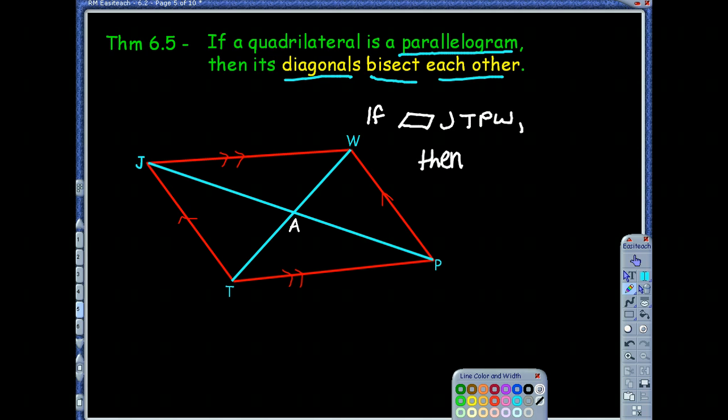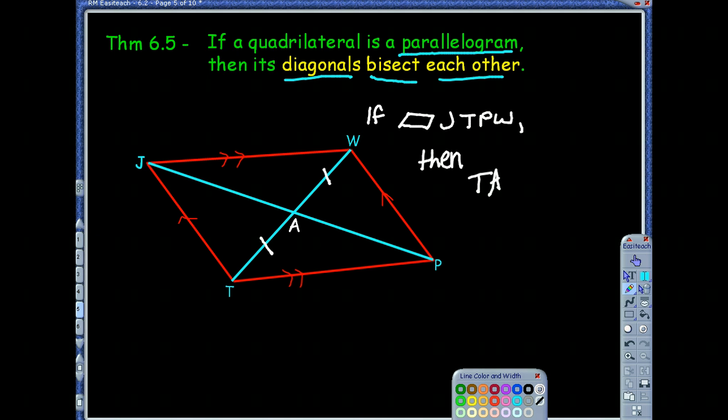JP is bisecting WT. If it's bisecting the segment, what does it mean? Okay, that means, well, it says each other, so that means each diagonal. Right, JP is a diagonal. It's going to bisect the other diagonal, the WT. Right, so that means that segment TA is going to be congruent to segment AW.